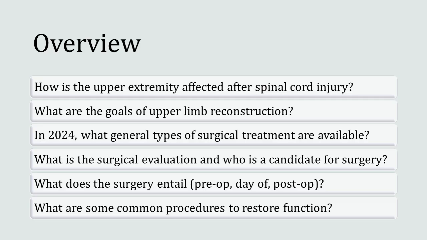So in the next 45 minutes or so, I'm going to cover several topics related to the upper extremity and spinal cord injuries. We're going to first discuss how and why the upper extremity is involved. We're going to talk about goals of reconstruction. We'll talk about why we pursue certain surgical treatments and what's available in this day and age. We'll talk about what the surgical evaluation entails and who is a candidate for surgery. We'll talk about the surgical process itself, from preoperative, day of surgery, and postoperatively. And then we'll finish out by talking about some common procedures that a lot of you may already know about.